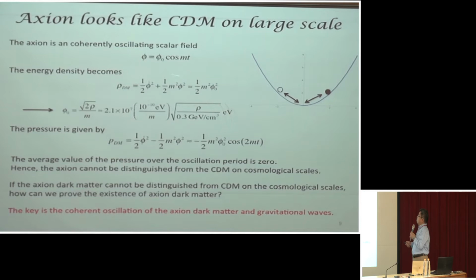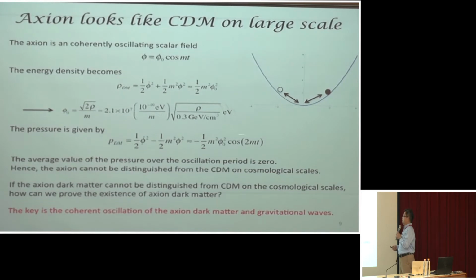Then we can calculate the energy density of the axion. And as you can see, this is almost constant. So this amplitude of the oscillation is determined by the energy density of the dark matter and the axion mass. So in a typical case, the amplitude is 10 to the 7 electron volt. And we can also calculate the pressure from this expression. Now note that here we have different signs, so we have this result.